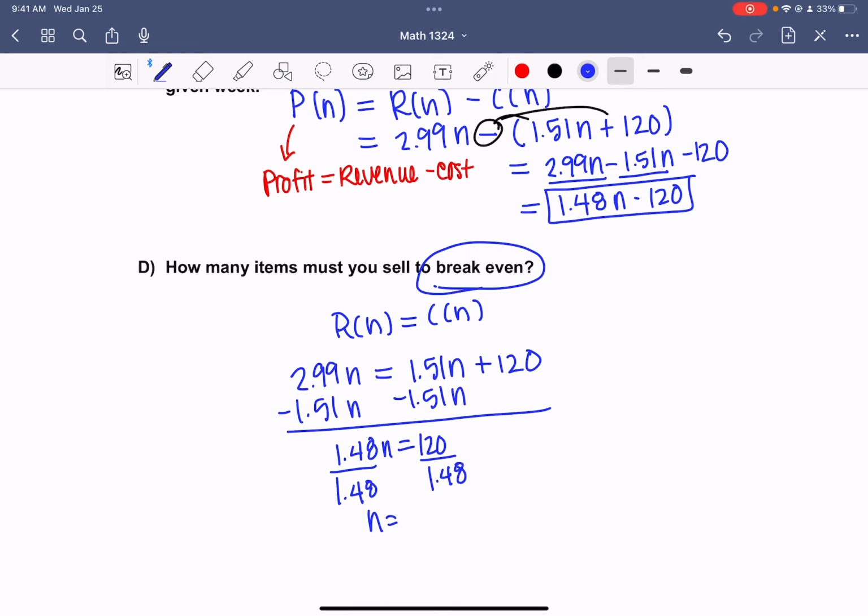And so that means N is equal to 120 divided by 1.48. And that gives me a value of 81.081. So that means at that 81st bag of goldfish, we're at break even. So really we'll start making money with the 82nd bag of goldfish.